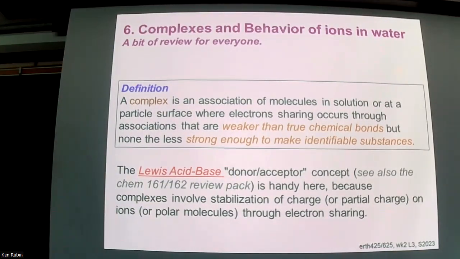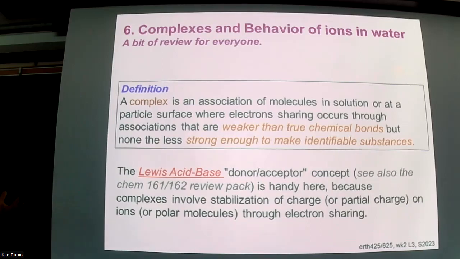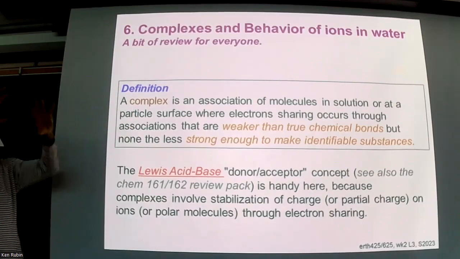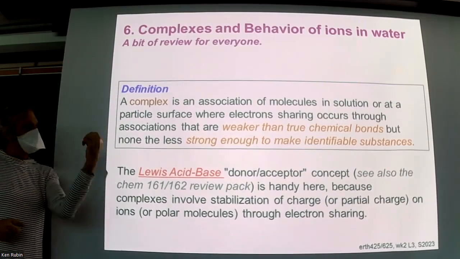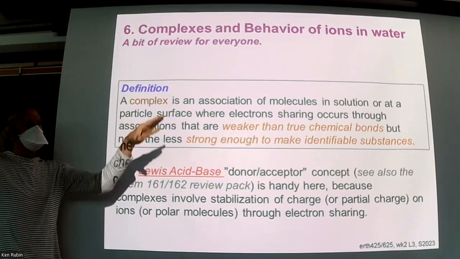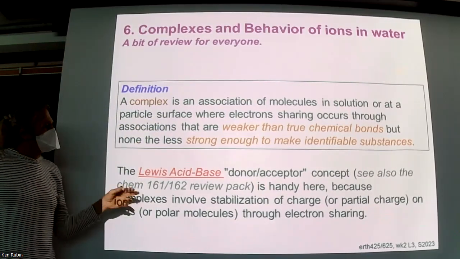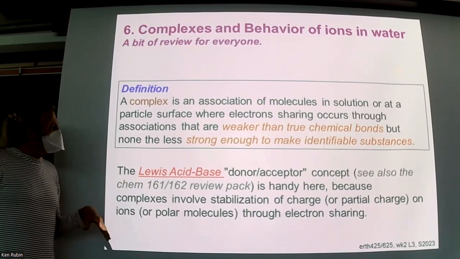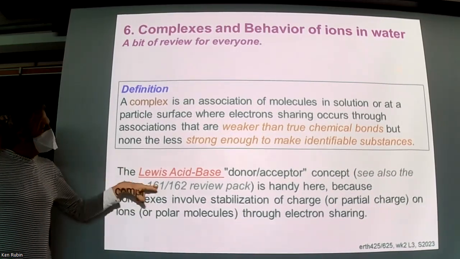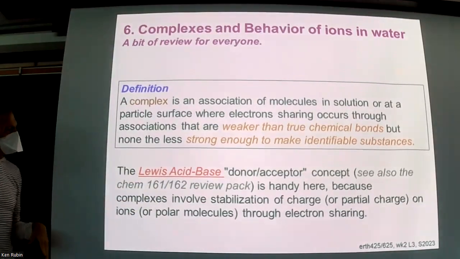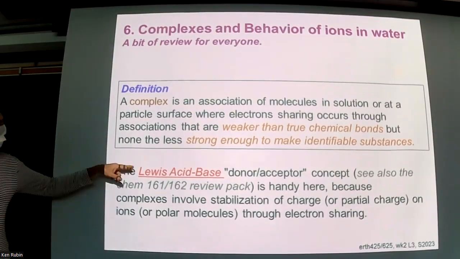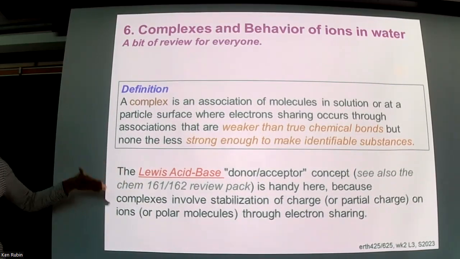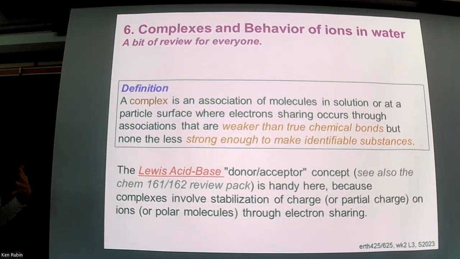In a complex, we've got either something that is electron deficient at the center and we park a bunch of electron donors around it, or something that's electron excessive at the center and we park a bunch of electron acceptors around it. We make this geometric arrangement, which we call a complex. This has been gone into in detail in the review pack. I'm going to go through a little bit more on the next few slides, but we're going to talk about complexes and the special category of complexes called chelates.